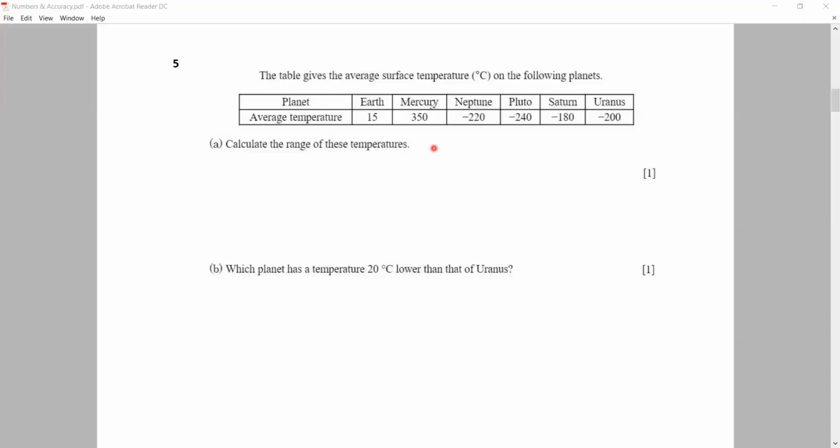So the biggest one, obviously, is here, 350. And the smallest one among the negatives is this one from Pluto. So 350 minus -240, and that should give us 590, right? So that's the range, okay? The range means biggest minus the smallest. So which planet has a temperature of 20 degrees Celsius lower than that of Uranus? So Uranus is here.